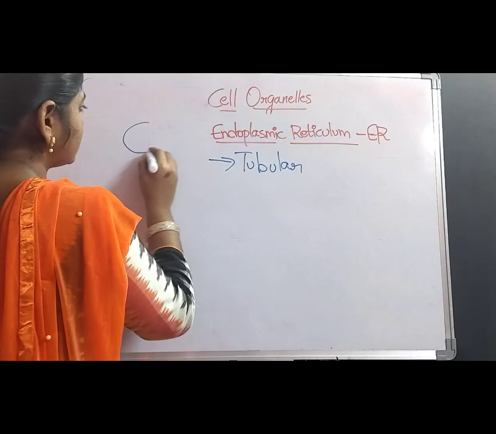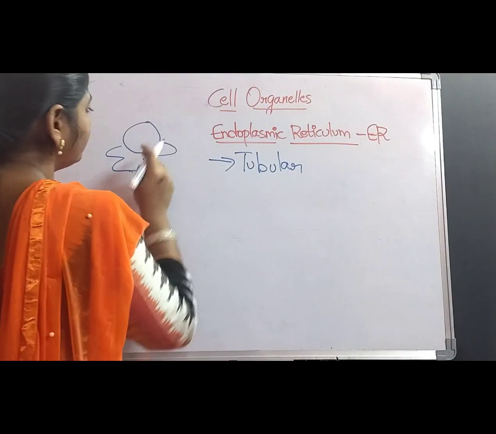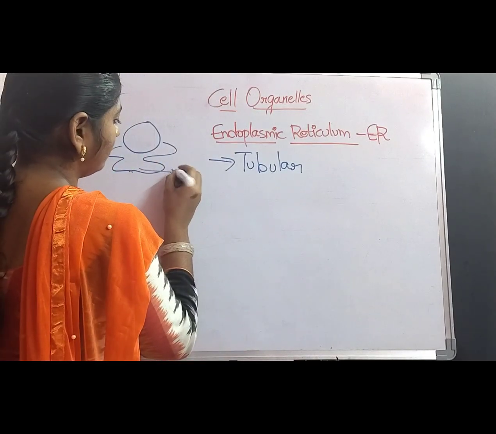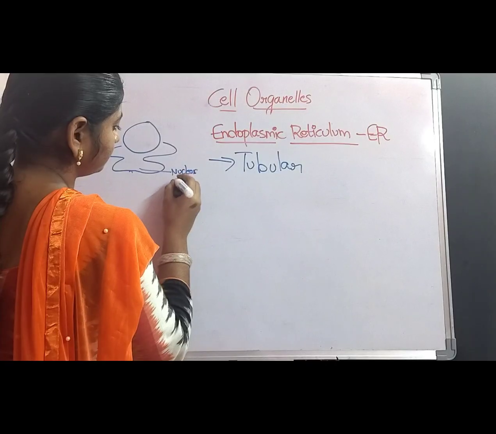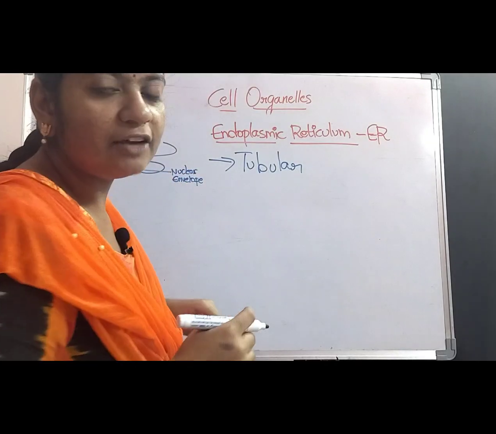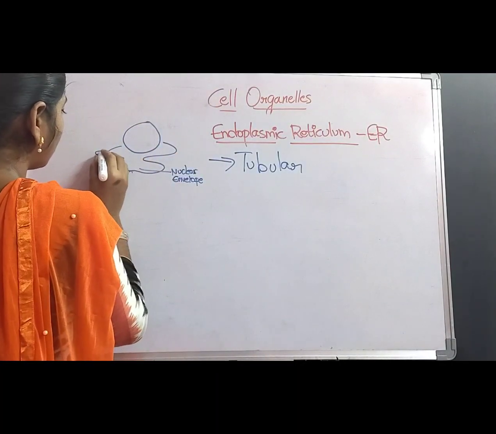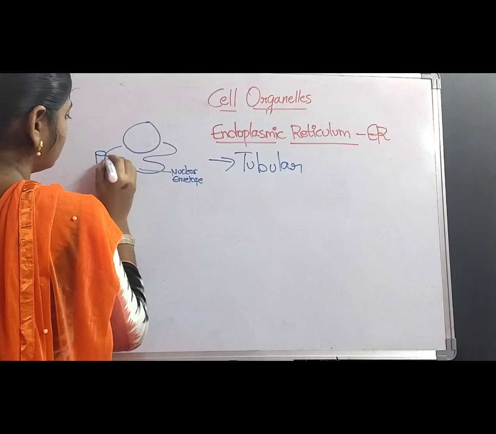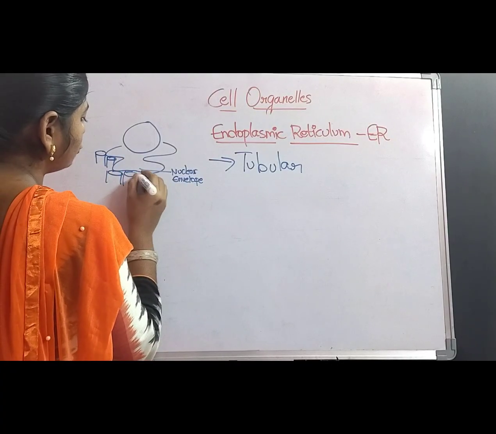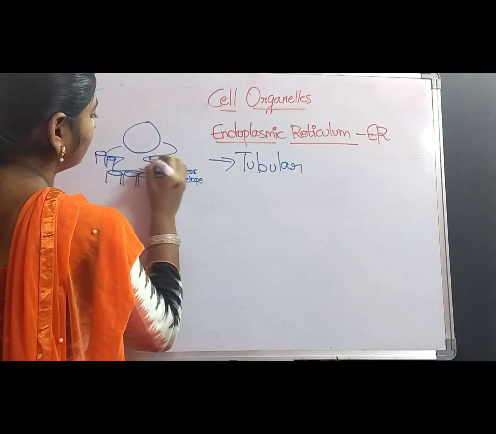Let us assume this as a nucleus. The membrane which surrounds the nucleus is called the nuclear envelope. This is the nuclear envelope, and the nuclear envelope is surrounded by tubular-like structures. What are those tubular-like structures? So this is the nuclear envelope, and these are the tubular-like structures which are surrounding the nuclear envelope.